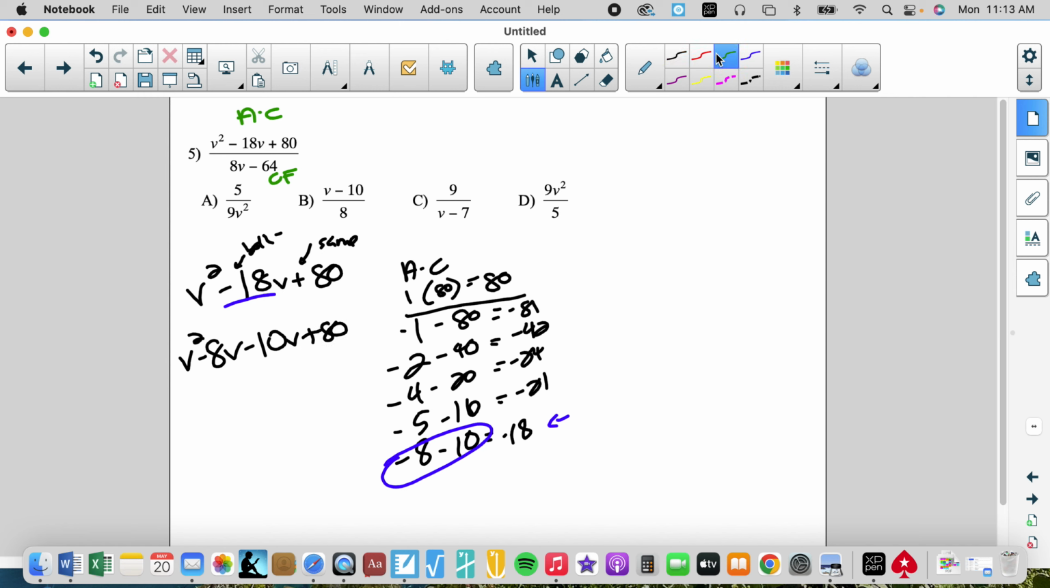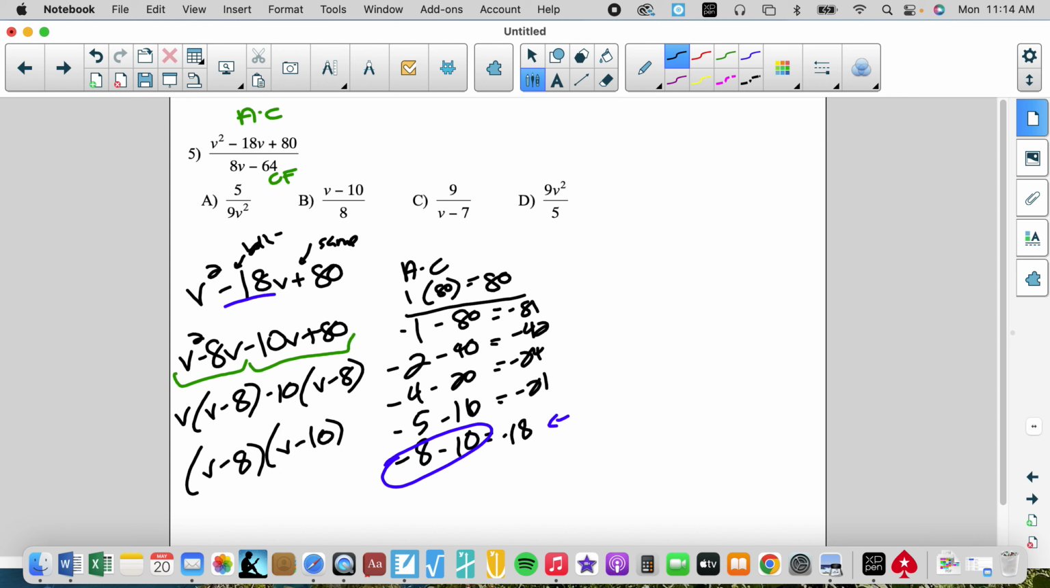We're going to factor by grouping. Group the first two, last two. Factor out a V, we get V minus 8. Factor out a negative 10, we get V minus 8. V minus 8 is what they have in common. We pull that out, we're left with V minus 10. So the numerator becomes V minus 8, V minus 10.